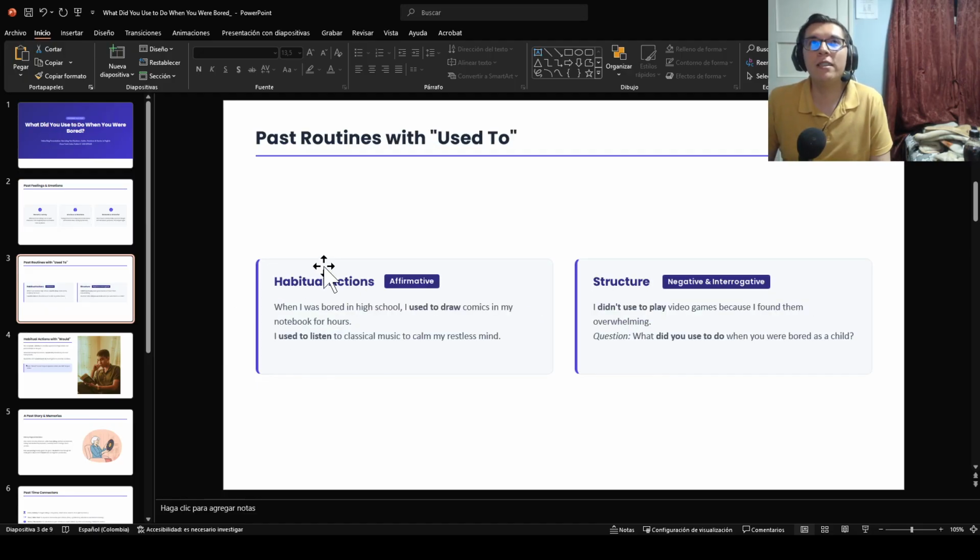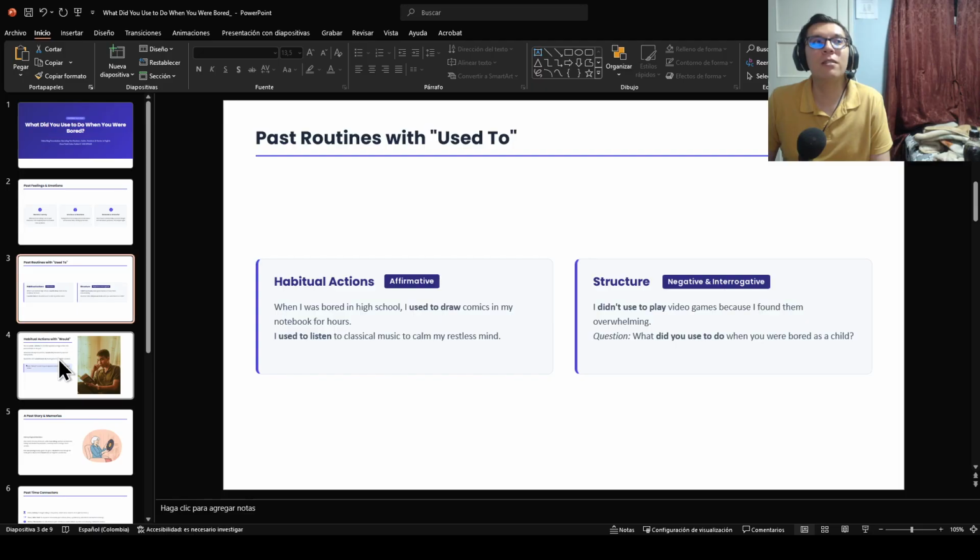Past routines with used to. In habitual actions, when I was bored in high school, I used to draw comics in my notebook for hours. I used to listen to classical music to calm my restless mind. And in the negative structure, I didn't use to play video games because I found them overwhelming. What did you used to do when you were bored as a child?